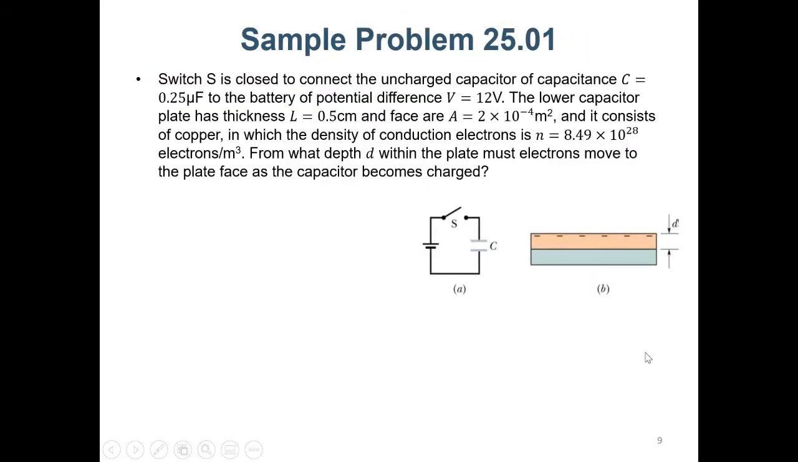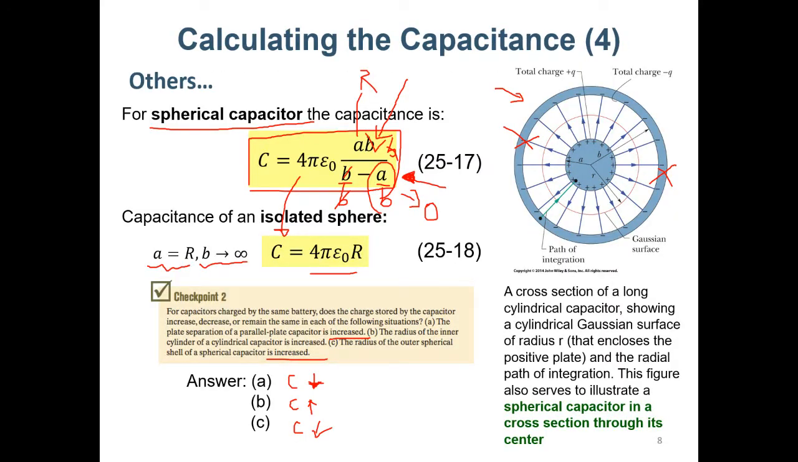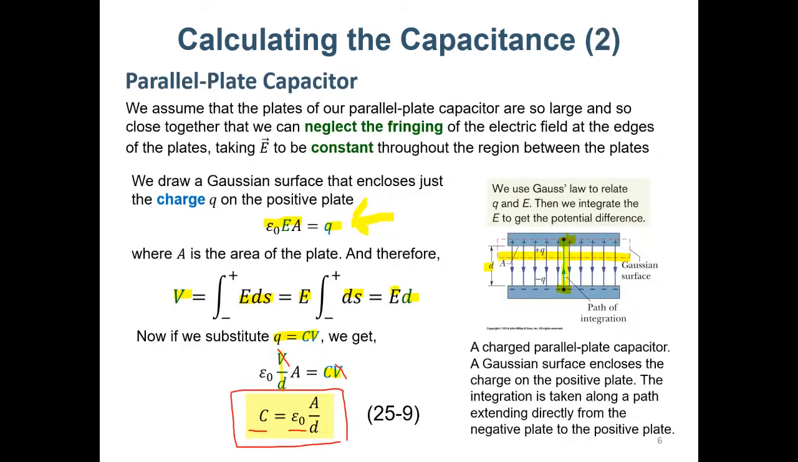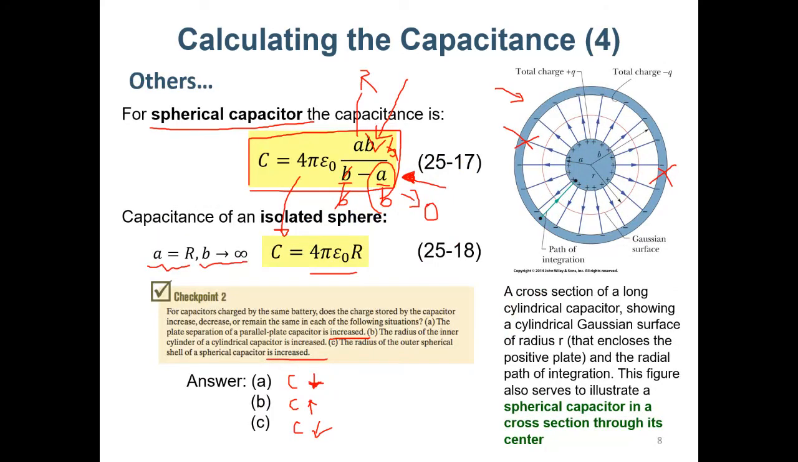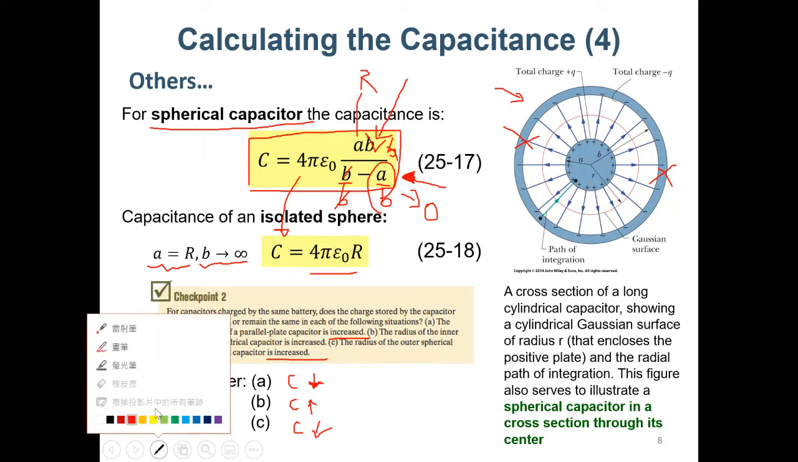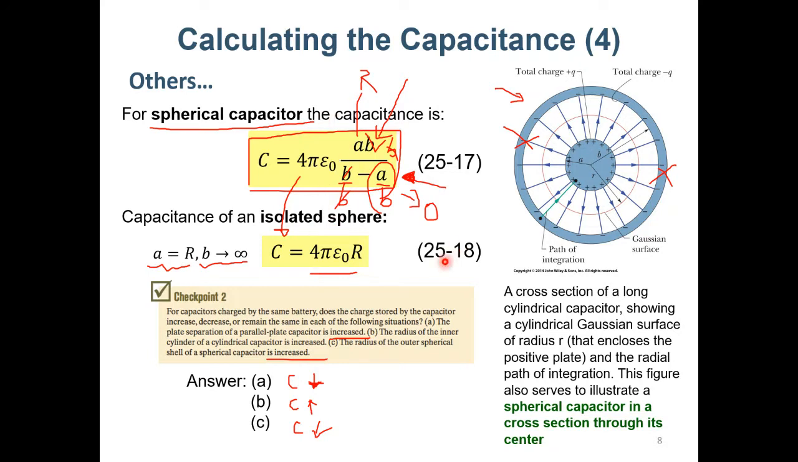Okay, so let's continue. Yesterday we just covered several types of capacitor. So it includes the parallel plate capacitor, cylindrical capacitor, and also spherical capacitor. So three types of capacitor, which is easier to derive the capacitance. So it covers the equation.